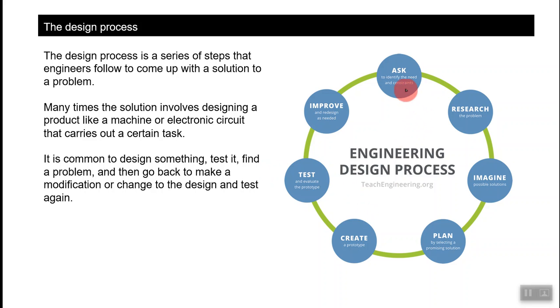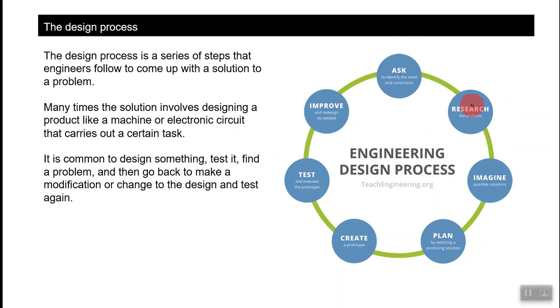So this is a nice simple process to think about when you are designing and coming up with your circuit, in relation to designing and constructing a circuit. The first thing that an engineer will ask is, what's the problem? What am I trying to solve? So identify the need and constraints. What am I trying to do and what do I have? For example, what electronic components are available to me?